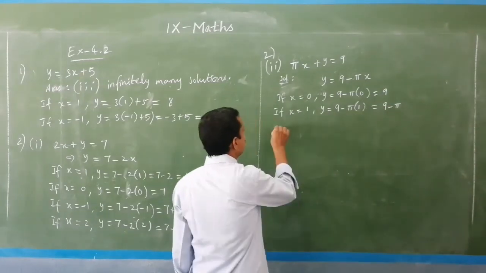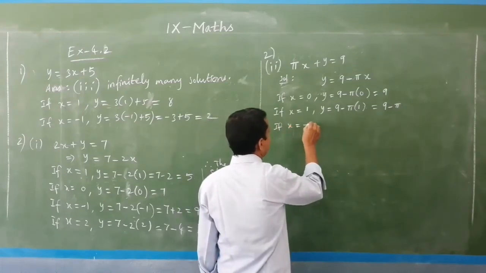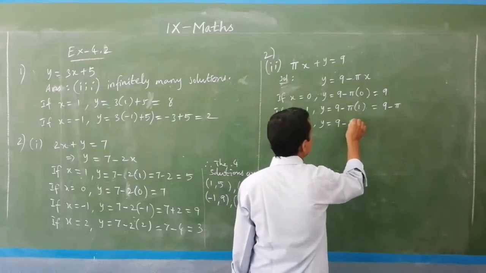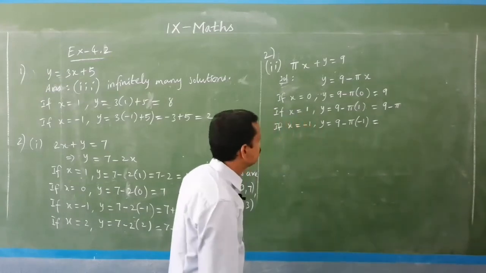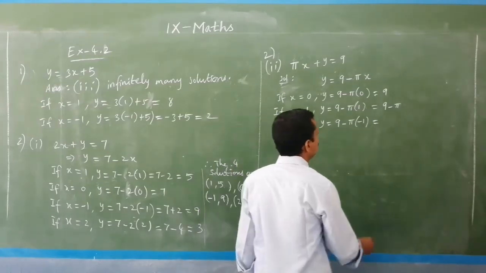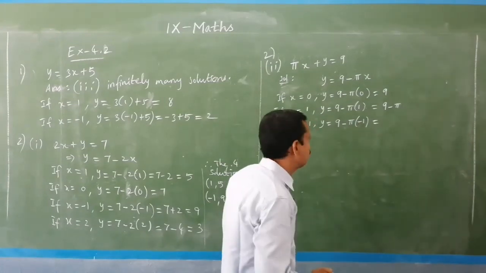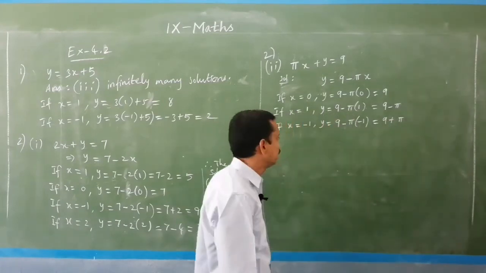Clear? If x equal to minus 1, what happens? y equal to 9 minus pi into minus 1. Am I right? 9 minus pi into minus 1. Then minus pi into minus 1 becomes plus pi. So, 9 plus pi is the answer.